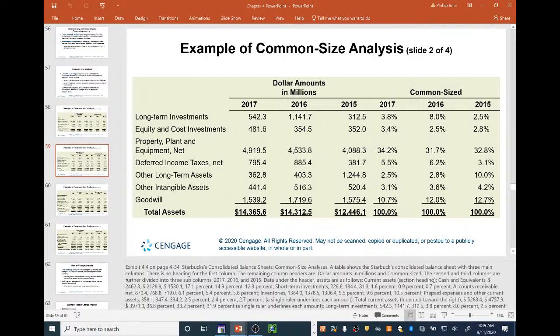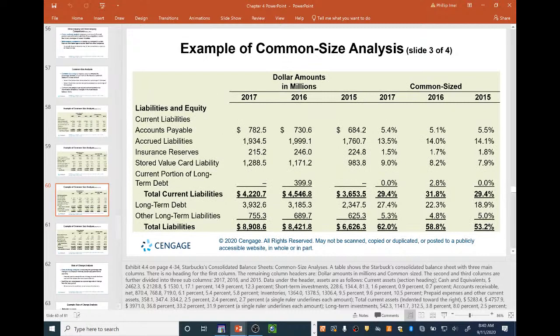So we can see it, because total assets, like, 542.3 for 2017, that's going to be 3.8% of the 14,365. Everyone seeing that? So on and so forth. Each individual, like once again, 2016 for property, plant, and equipment net, this 4,533.8 is going to make up 31.7% of the 14,312. So not bad. Just punching in numbers and looking at it.